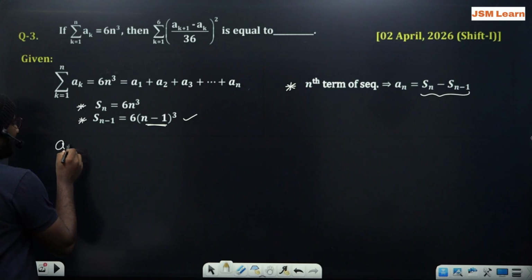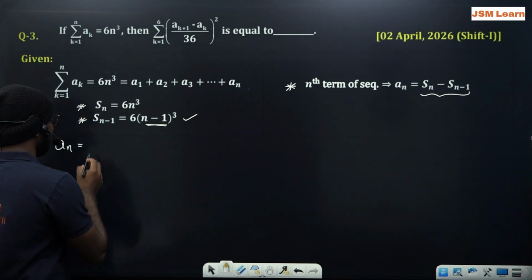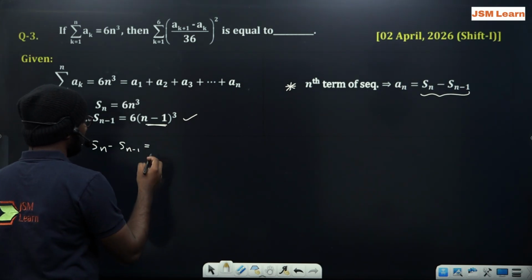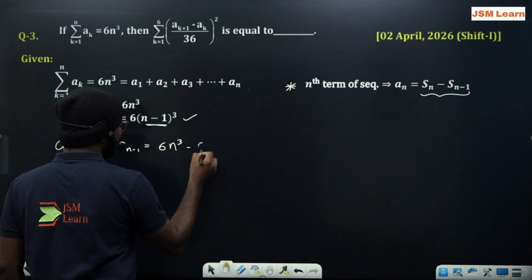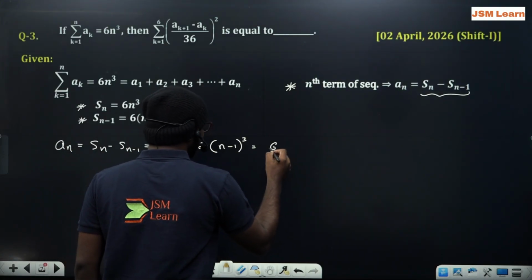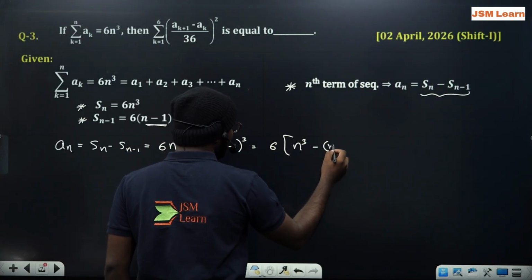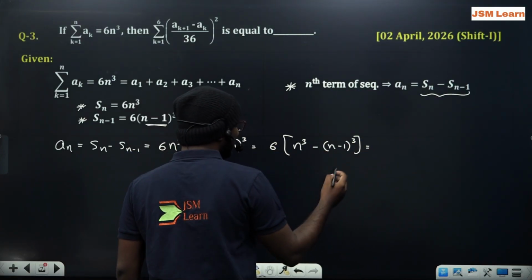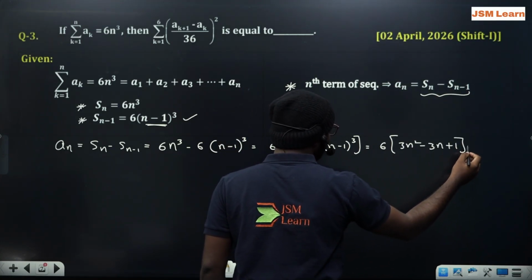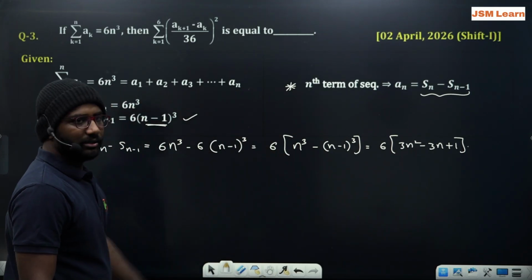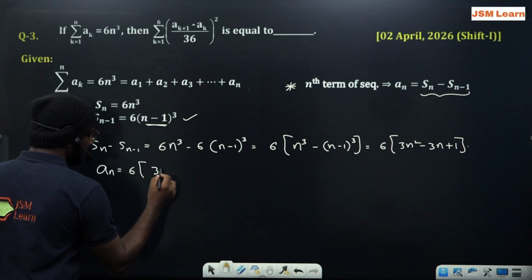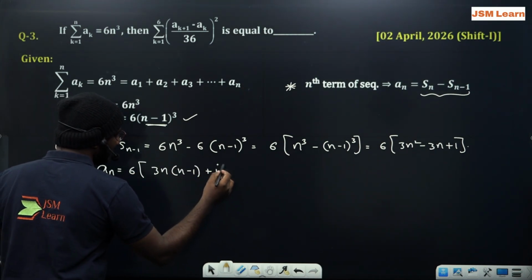Now we are going to find nth term of this sequence, which is equals to Sn minus Sn minus 1, which is equals to 6n cube minus 6 times n minus 1 whole cube. That is equals to 6 times n cube minus of n minus 1 whole cube, right? We will get 6 times 3n square minus 3n plus 1. So this is our nth term. Now I am rewriting this nth term as 6 times 3n of n minus 1 plus 1.